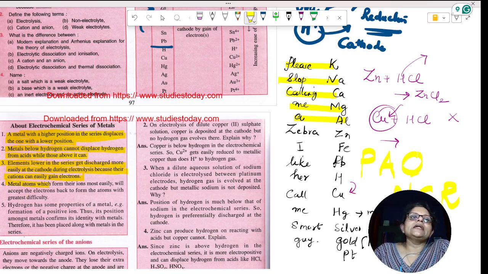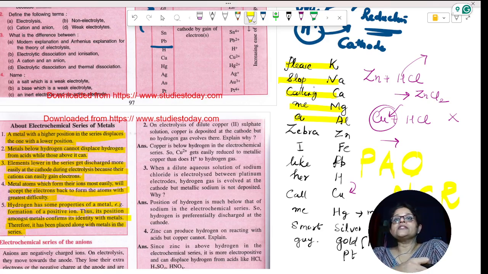Metal atoms which form their cations more easily will accept electrons back with great difficulty. This is said about the atoms which lie at the top. Hydrogen has some properties of a metal: formation of a positive ion, thus its position among the metals confirms its identity with the metals. Therefore, it has been placed in the series. So hydrogen can be considered as both a metal and a non-metal.